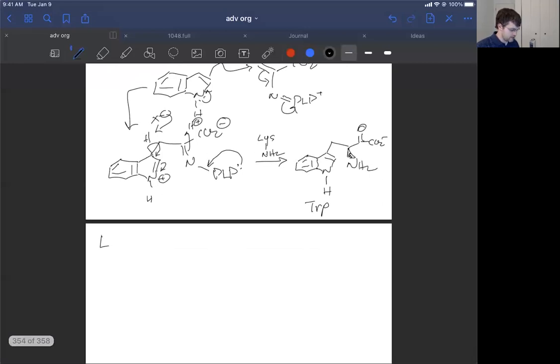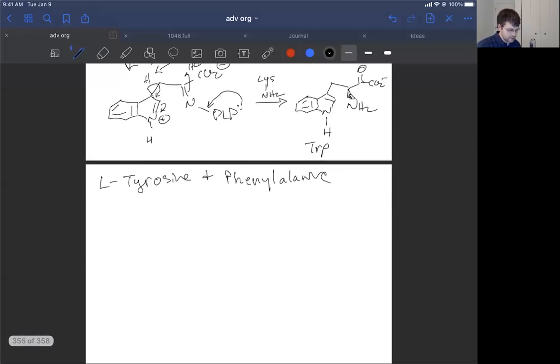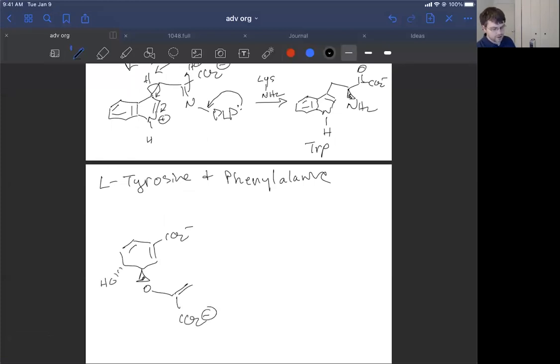Okay, so moving on, we will now do L-tyrosine and phenylalanine. Now to do these, we need to actually pick up with chorismate. So chorismate is a direct precursor to phenylalanine. If I draw this again, this was the 6-membered ring, some double bonds, a carboxylate, and this wonky kind of enol ether carboxylate. So some weird stuff was going on here.